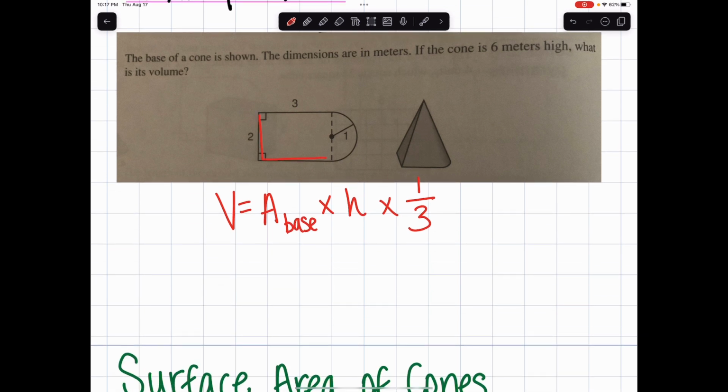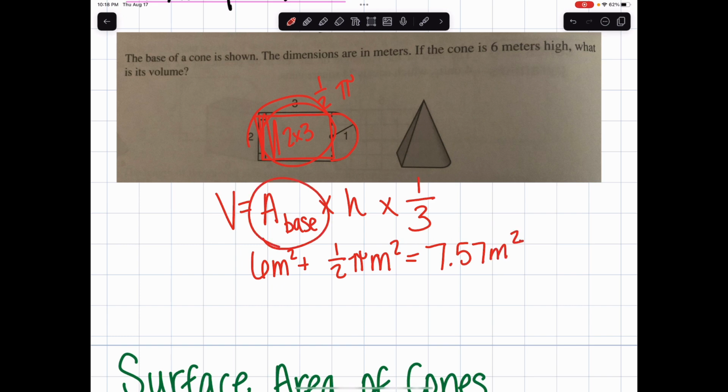It's the area of this rectangle, which is 2 times 3, which is 6, plus the area of pi r squared, but only half of it. And then r is going to be 1. So I'm going to erase that r and put the number 1. 1 squared is just 1. So it's just half of pi. Just to write it out, 6 meters squared plus 1/2 pi meters squared. You get 7.57 meters squared. That's the area of the base. That's all we've done so far.